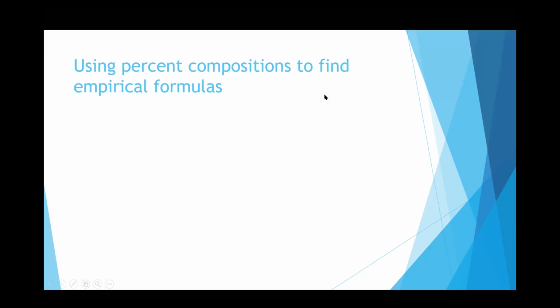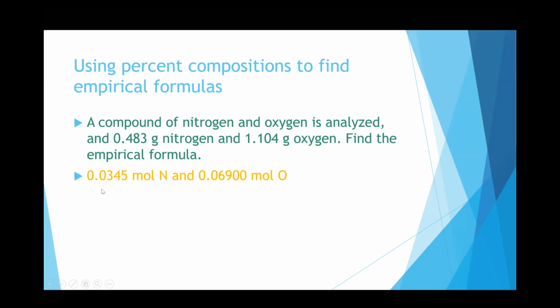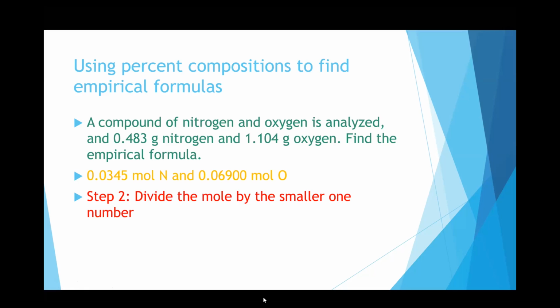Step 2, so that's what we got. Step 2 is divide the moles by the smaller number. So we can easily see that 0.0345 is the smaller number. So we divide by 0.0345. So once we do that, we get nitrogen to oxygen. Nitrogen gets a 1 and oxygen gets a 2.